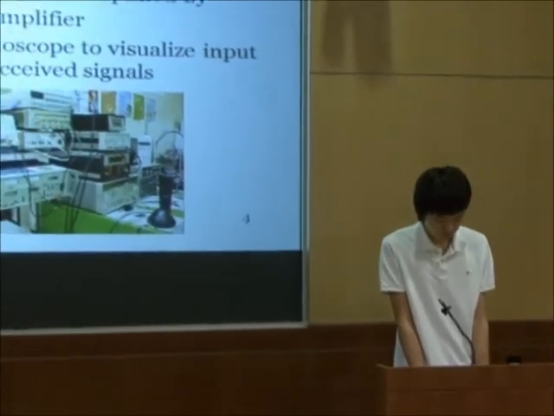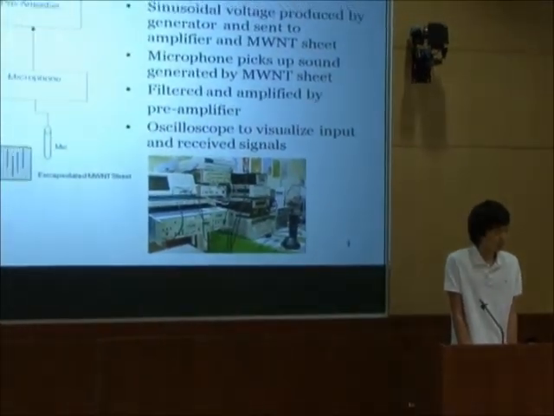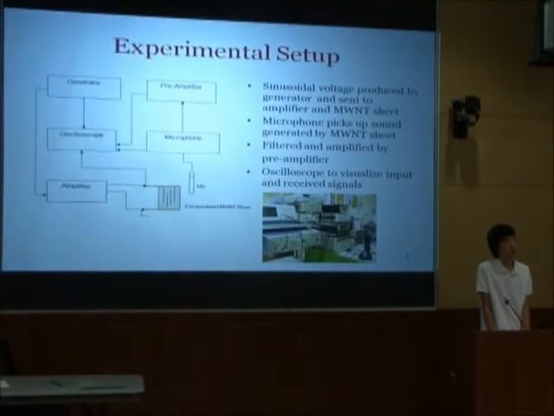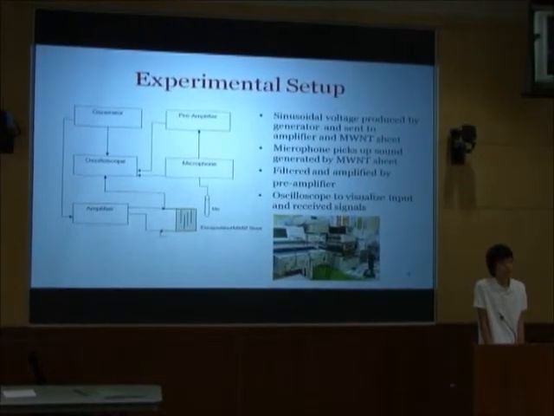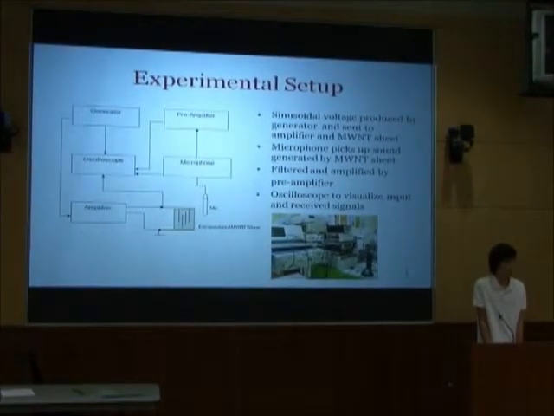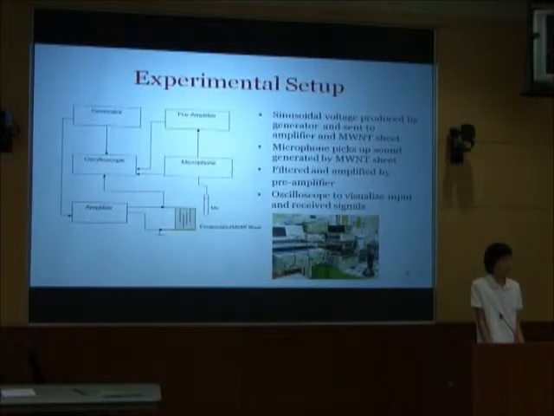For our experimental setup, we have a sine-shaped signal of 45 volts generated by the generator, and it's sent to the amplifier, which amplifies it, and then sends it to the encapsulated carbon nanotube sheet. The microphone picks up the sound that is generated and sends it to the preamplifier, which amplifies the picked up sound, and also converts it to an electrical signal.